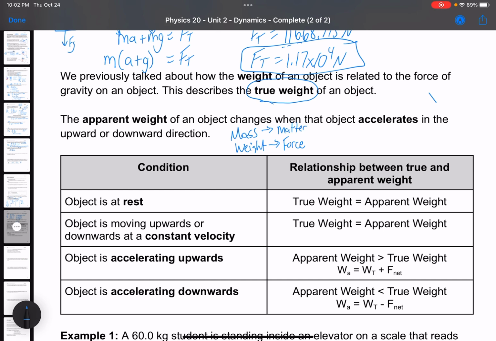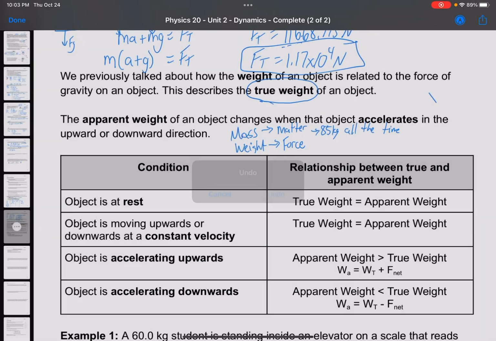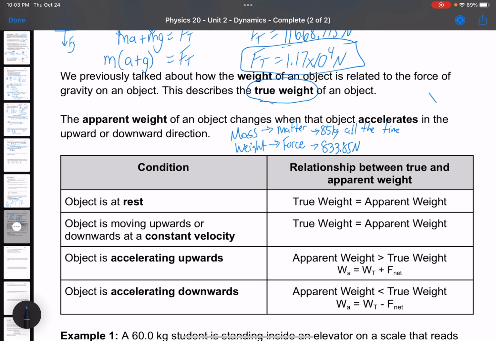Obviously as you're going on that roller coaster, the amount of matter your body's made up of isn't changing. So say you were 85 kilograms on the roller coaster, you're 85 kilograms all the time. Now 85 kilograms is equivalent to 833.85 newtons. So you're on the roller coaster and you're sitting still at the beginning. You look down and the scale reads out newtons, and it tells you that you're 833.85 newtons.